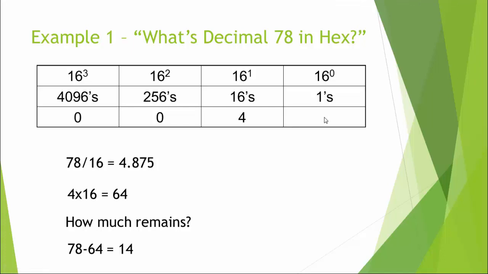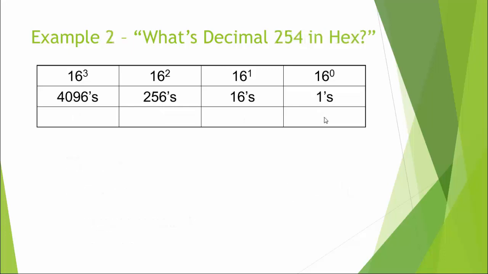Now, if you're writing a 14 here, you're going to get part marks, but you're not going to get full marks. And the reason should be obvious to you by now. The 14 isn't an appropriate character in hexadecimal. We need to convert that 14 to an E. And so the full answer, 78 in decimal, is 4E in hexadecimal.